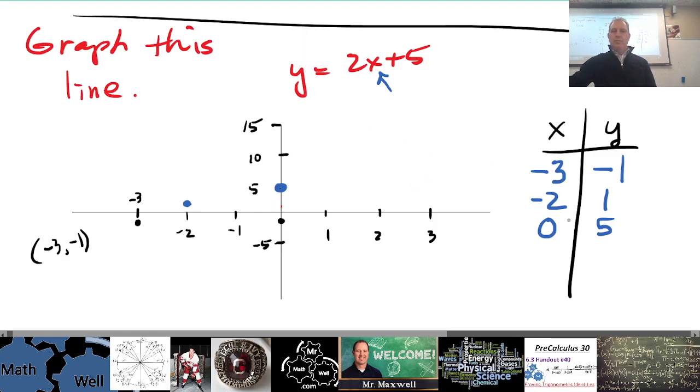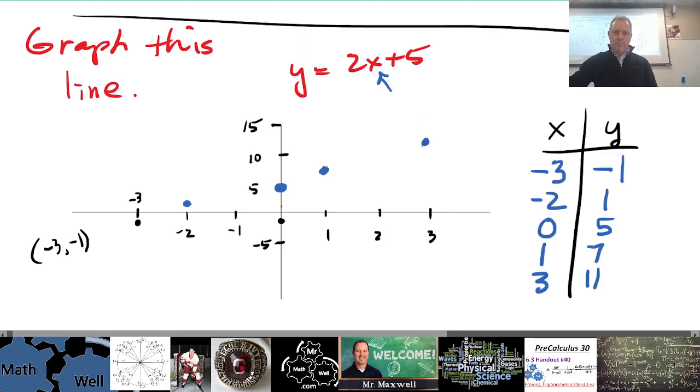Let's do +1. That's going to be 2 times 1 is 2, plus 5 is 7. So 1, 7 is about here, let's say. And then if I go 3, 2 times 3 is 6, plus 5 is 11. So 3 and 11. I go up to about 11 here.